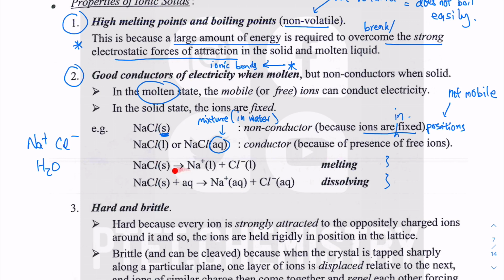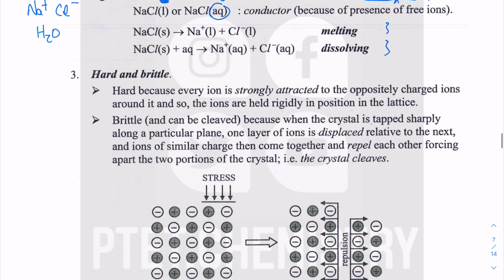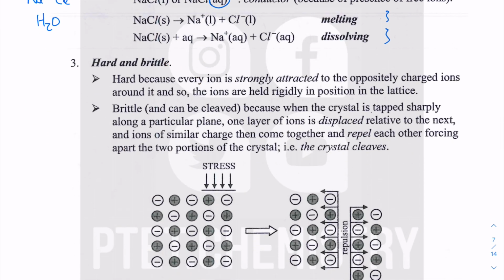Two major differences: melting versus dissolving. This is a pure substance. A pure substance melts at a fixed melting point. A pure substance also boils at a fixed boiling point. States of matter, heating curve, horizontal line, fixed boiling and melting point. This is dissolving. Pure substance plus water, that's a mixture. We don't really do much on hardness and brittleness in ionic compounds, so you can forget about this, but this is just here for you to read on your own.